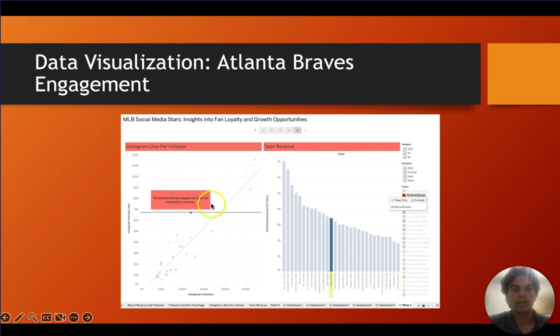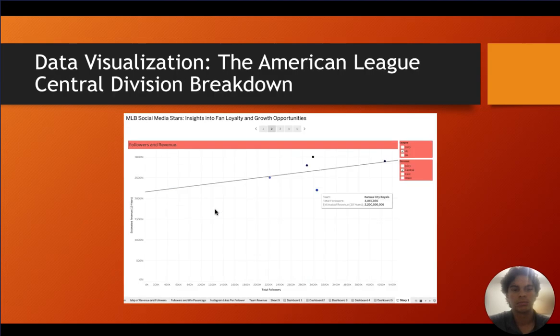And then one point I'd like to point out is that the Atlanta Braves engagement is not translating to their revenue. You can see there the number 3 most liked average like posts, and then on the right you'll see they're still middle of the pack when it comes to total revenue. And then here I just broke down one of the divisions using the filters that I created.